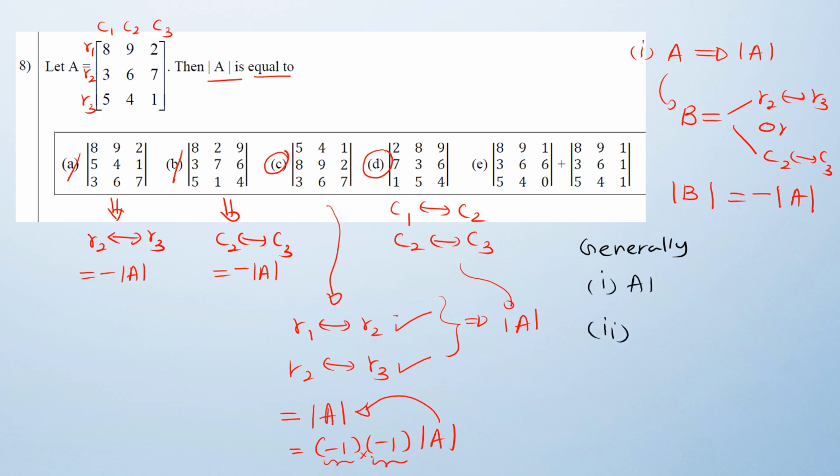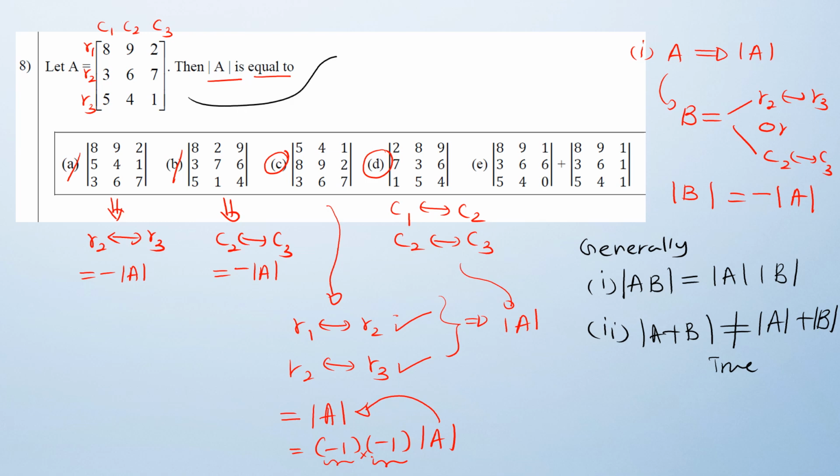For the multiplication, its determinant is equal to the multiplication of the individual determinants. But in general, the determinant of A plus B is not equal to the determinant of A plus the determinant of B. But there are some cases where this identity is true. So we have to check this.